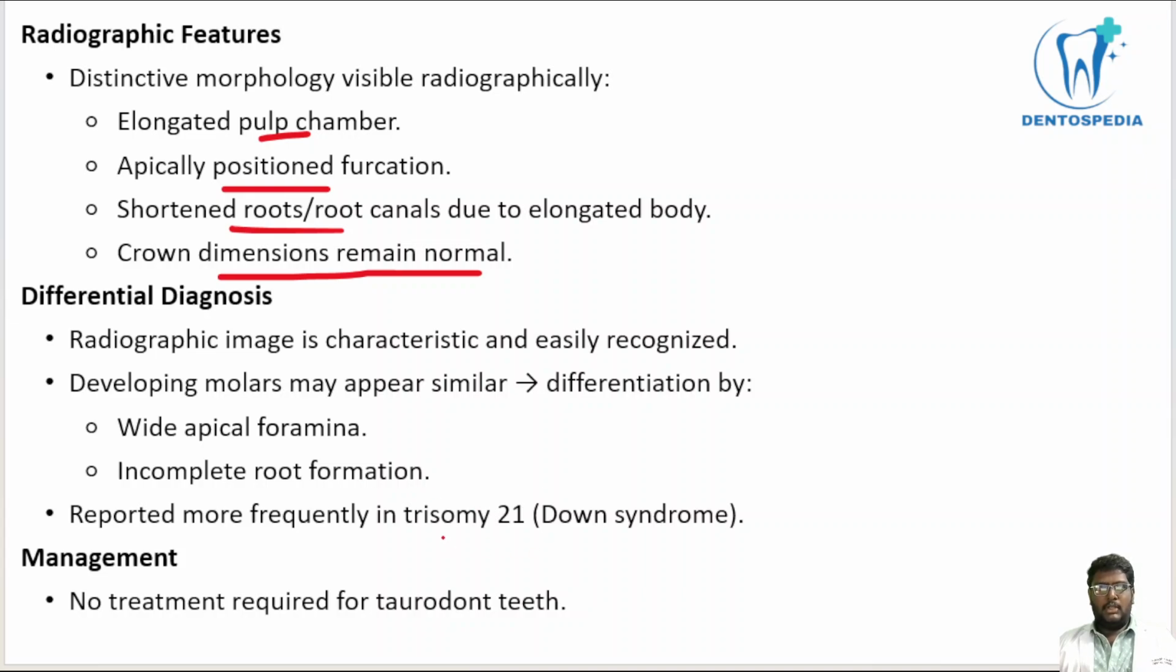Usually it is associated with Down syndrome, trisomy 21, and no treatment is required for this taurodontic tooth unless it is complicated by caries.